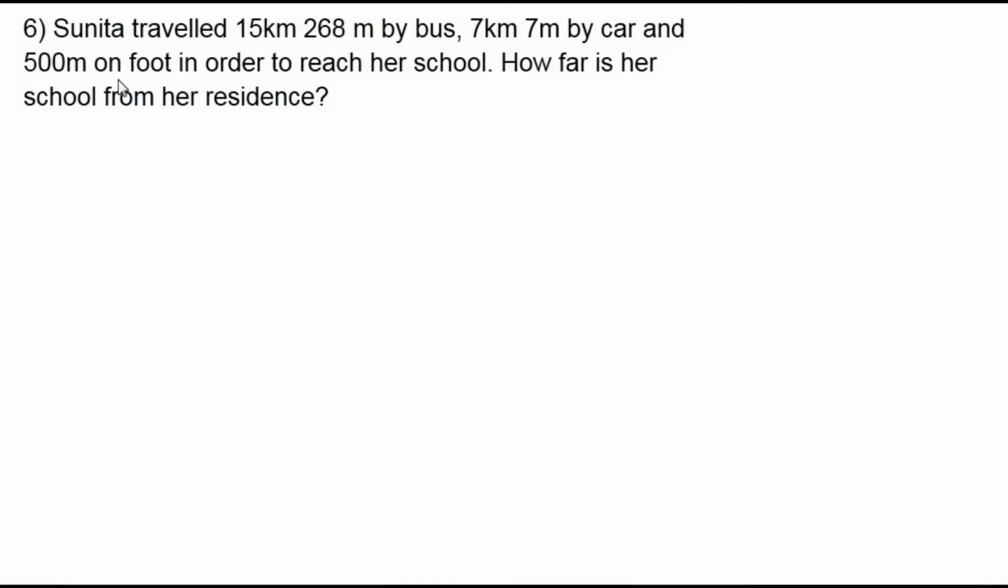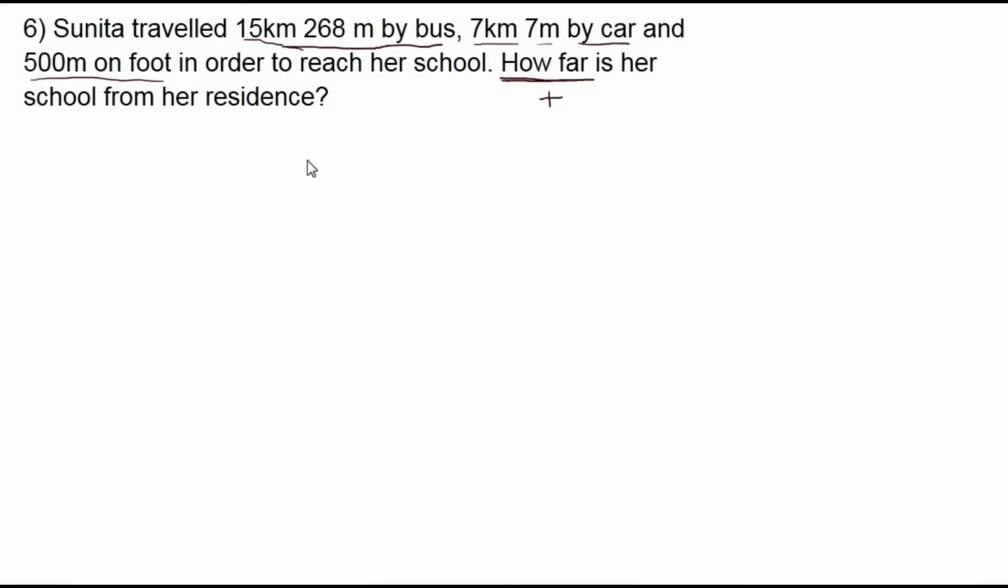Here is the sixth question of this exercise. Sunita travelled 15 km 268 meter by bus, 7 km 7 meter by car and 500 meter on foot in order to reach her school. How far is her school from her residence? It is asking how far. It means we need to add all the distances covered by Sunita in different ways. Firstly, she travelled 15 km 268 meter by bus. Then she travelled 7 km 7 meter by car and 500 meter on foot.